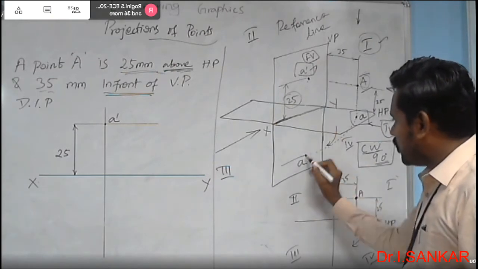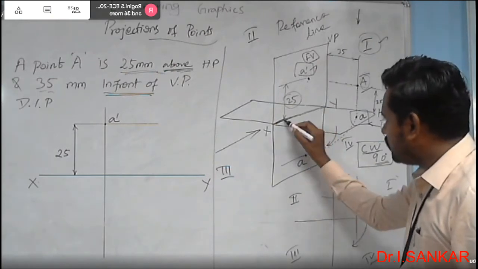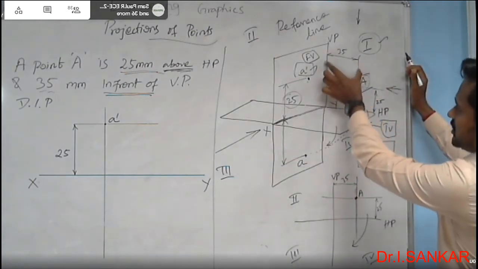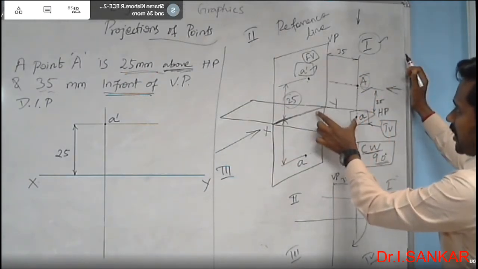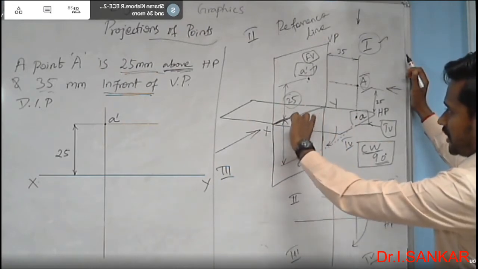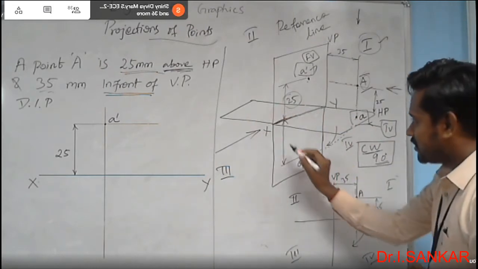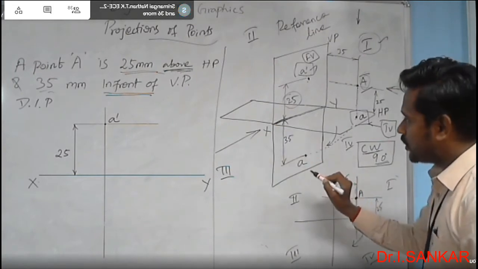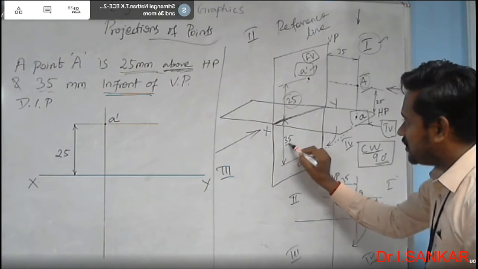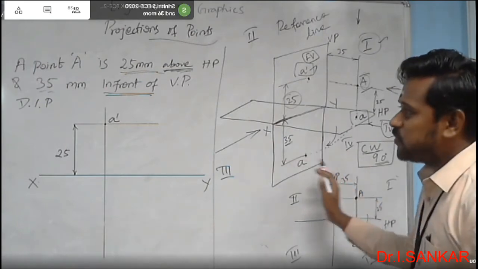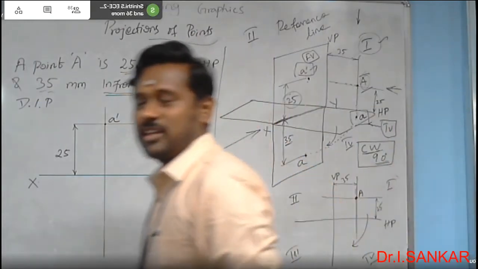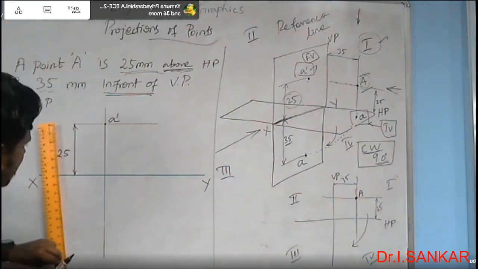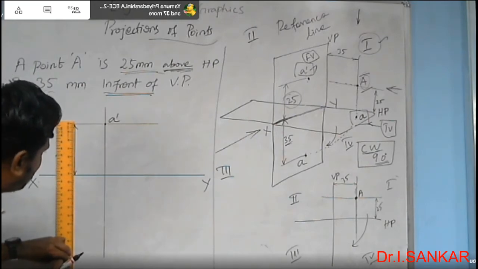It is below XY, and how much below? 35 mm. Because see, this 35 is maintained here, and that 35 will be maintained there also. So now the top view A is located below XY by 35 mm. Just follow this in order to draw the top view of the object. So 35 mm below XY.